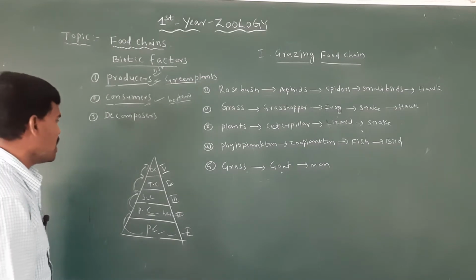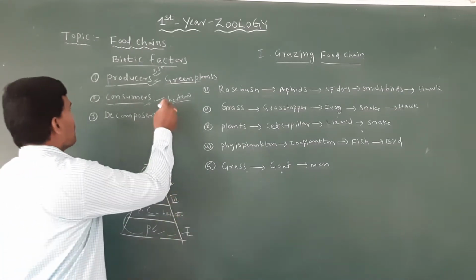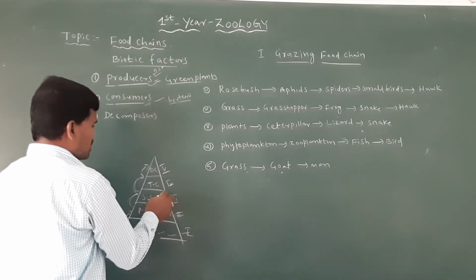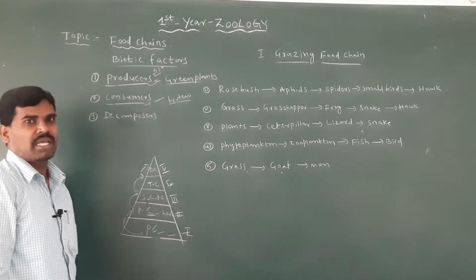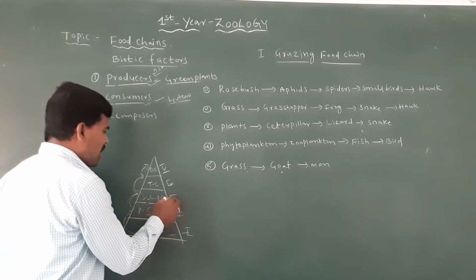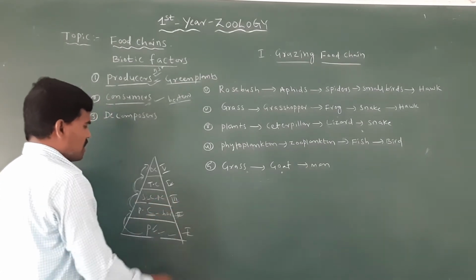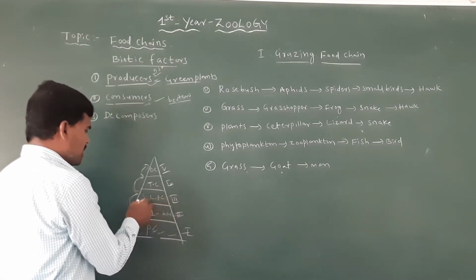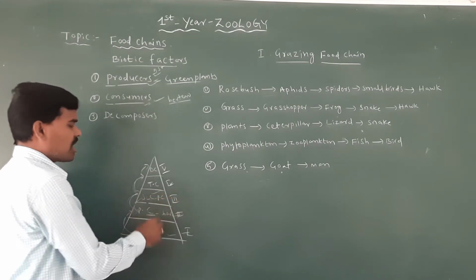So one animal depends on another animal. The primary consumers feed on the producers. Next, secondary consumers means primary carnivores. The primary carnivores feed on the herbivores, that is, on the primary consumers. The secondary consumers feed on the primary consumers.